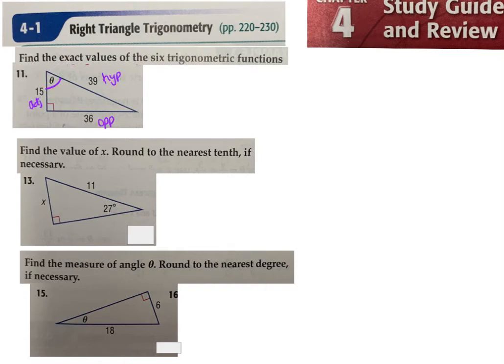It's always in reference to the angle they're talking about. So always in reference to the angle they're talking about: opposite, adjacent, hypotenuse. And then, of course, you know your SOHCAHTOA: sine is opposite over hypotenuse, cosine is adjacent over hypotenuse, and tangent is opposite over adjacent.